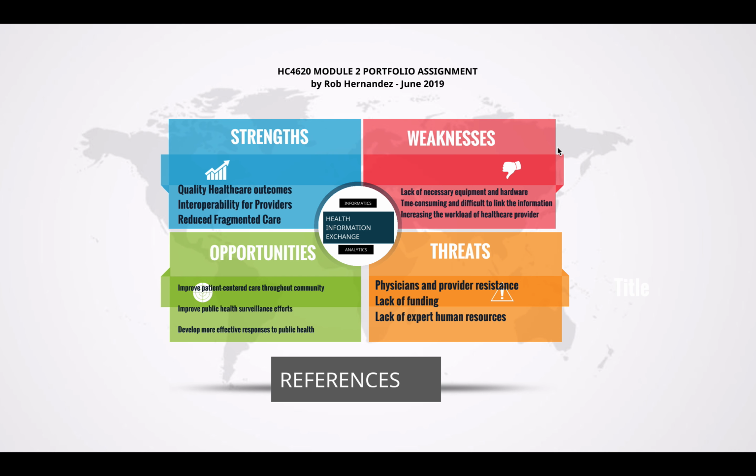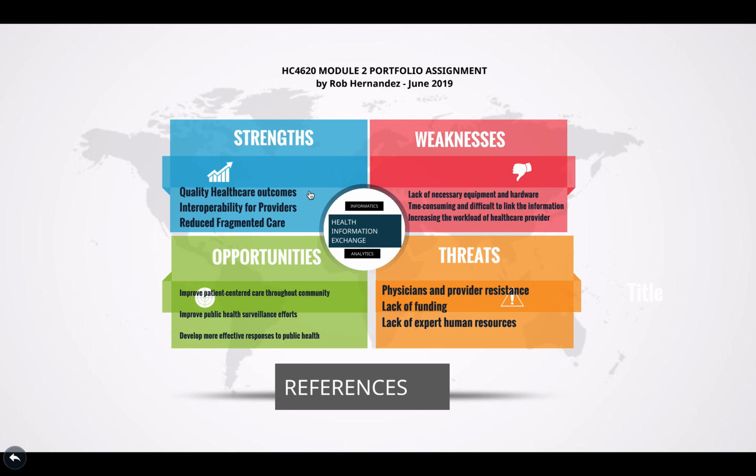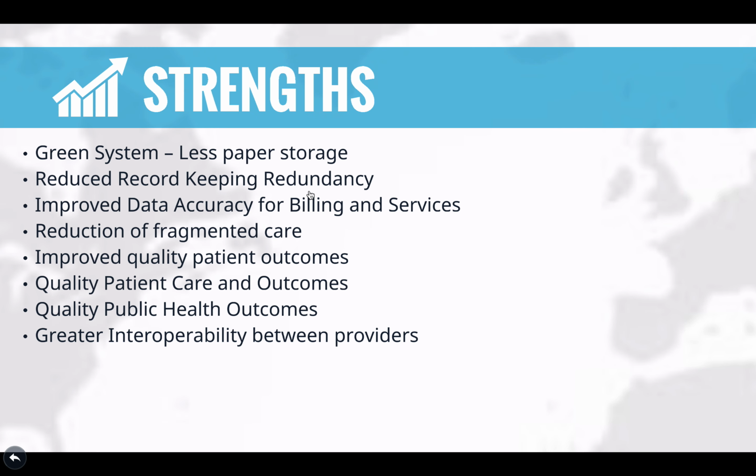Our strengths are quality healthcare outcomes, interoperability for providers, and reduced fragmented care. Let's take a little bit more in-depth look. This means a green system, less paper storage, reduced record-keeping redundancy, improved data for billing and services, accuracy, reduction of fragmented care, improved quality patient outcomes, quality patient care and outcomes, quality public health care outcomes, and greater interoperability between providers.